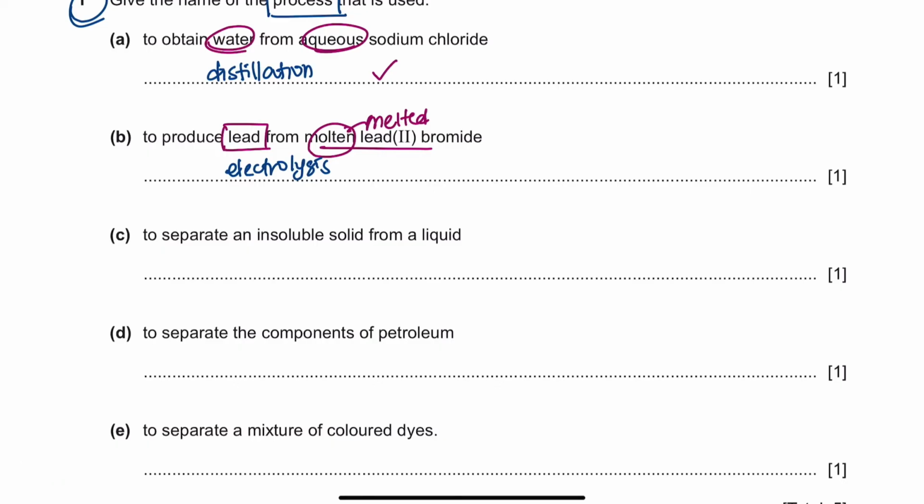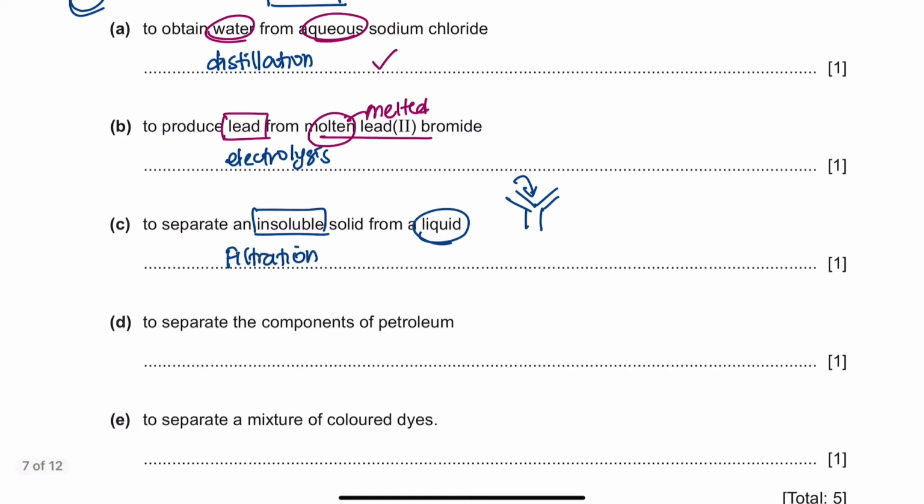Question C is to separate an insoluble salt from a liquid. Now this is pretty simple. All you have got to do is to filter out your solid from the liquid. The process is known as filtration.